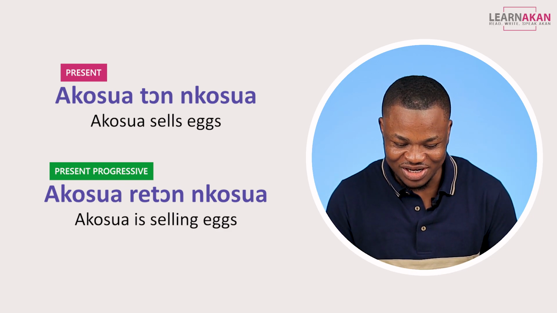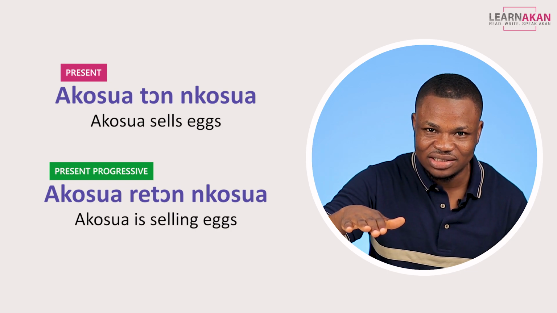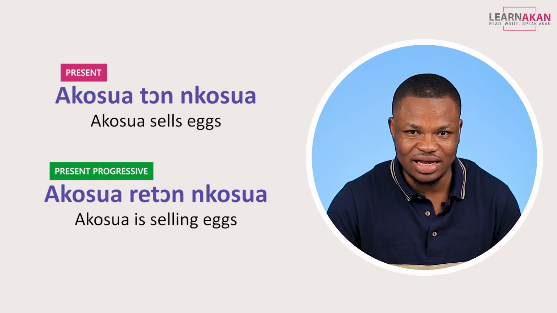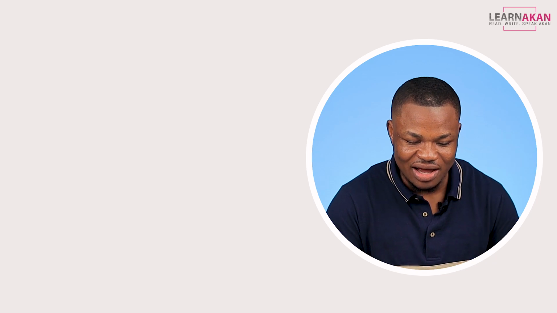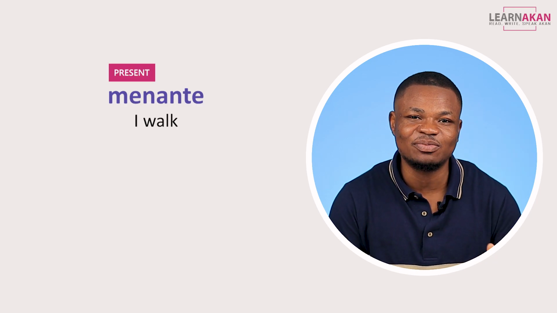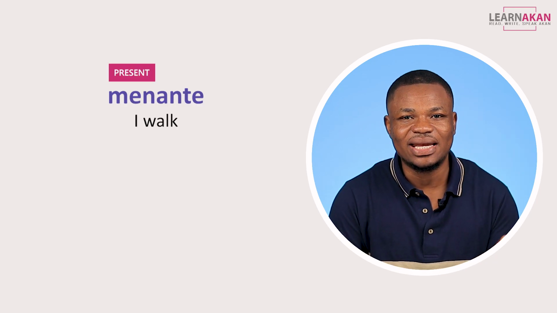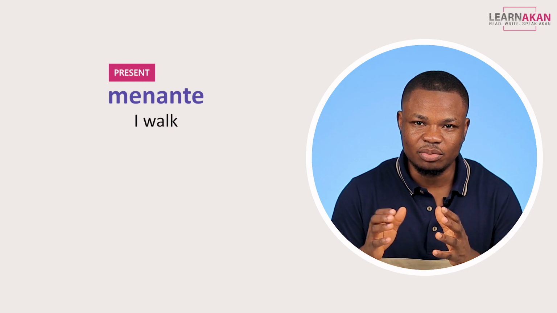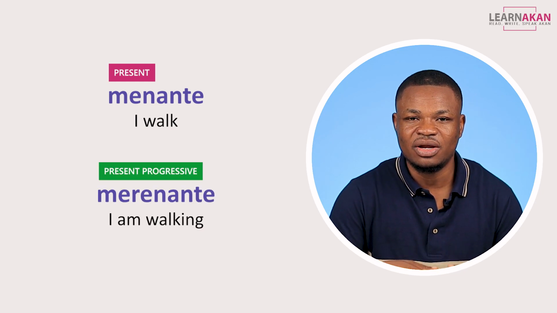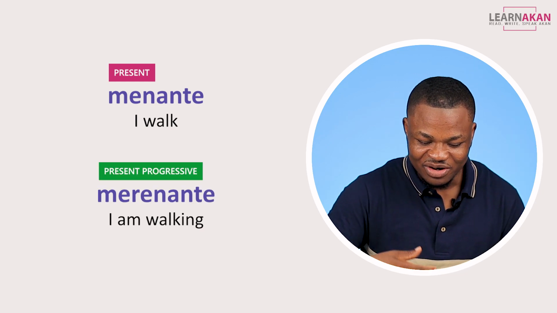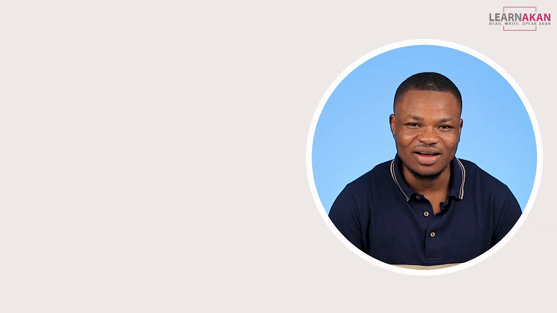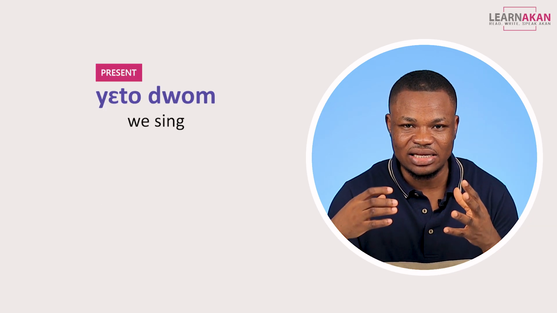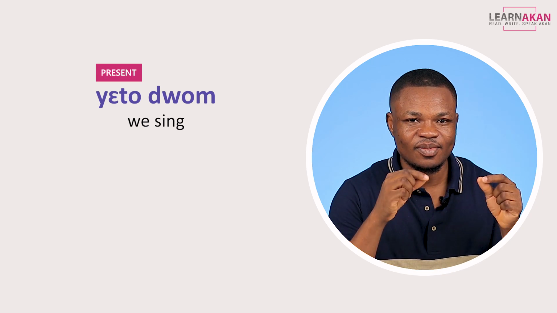Akosua retɔn nkosua. Again, we'll come back to pronunciation, but this is the standard. Let's go to the next example. We have menante in the simple present tense. Menante, I walk, right? So the verb here is nante, to walk. Now, in the progressive, we'll have this as merenante. Merenante. To the next example, we have yetojom in the simple present tense.